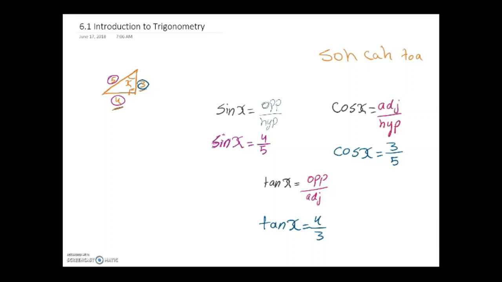So we have sine x equals 4 over 5, cosine x equals 3 over 5, and finally tangent x equals 4 over 3.